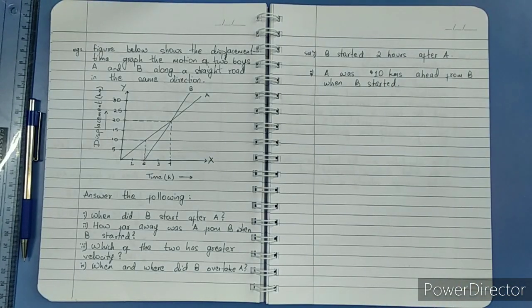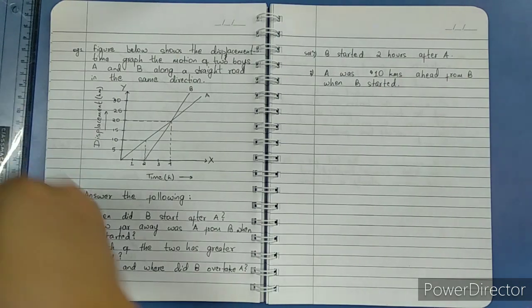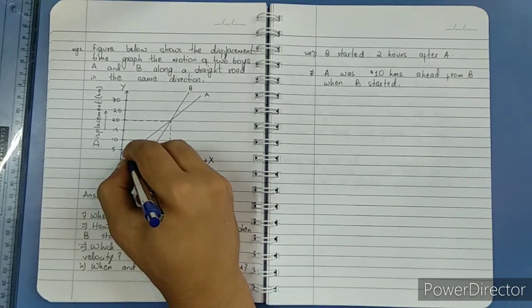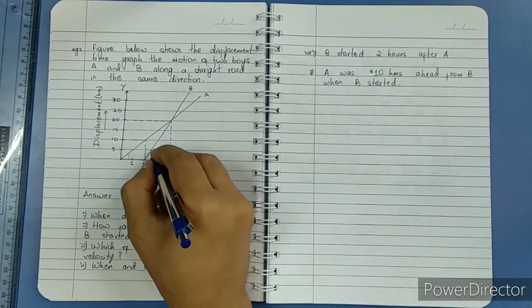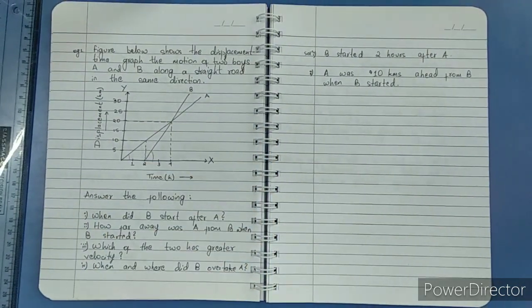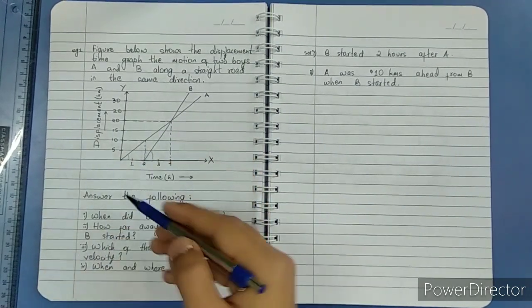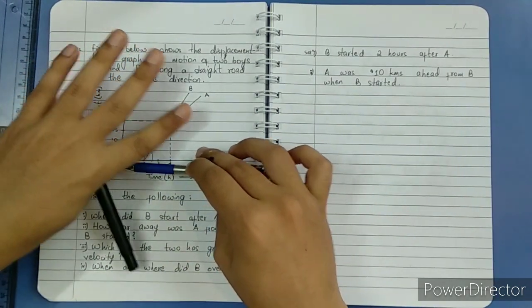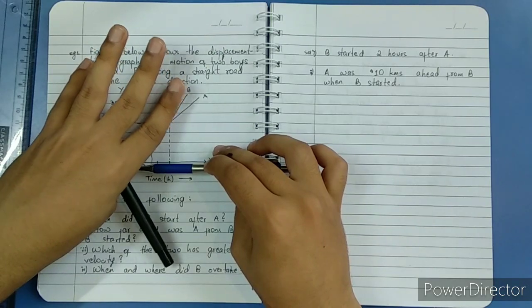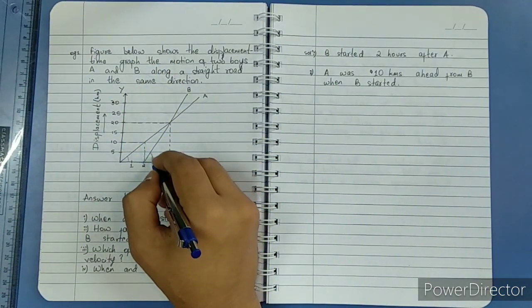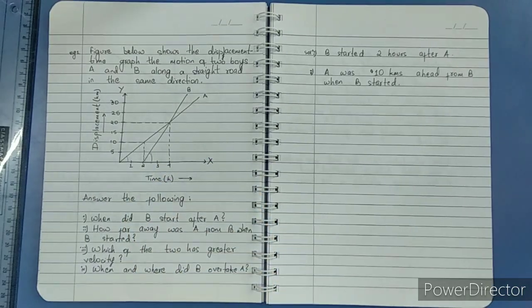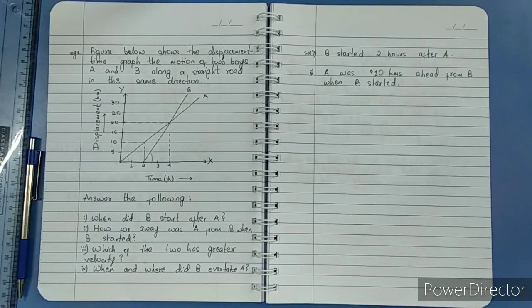Which of the two has the greater velocity? If you look at this graph, this is the angle that A makes and this is the angle that B makes. Clearly, looking at the separation between these two lines, the one with B is greater. As this separation is greater, therefore the velocity of B is greater.